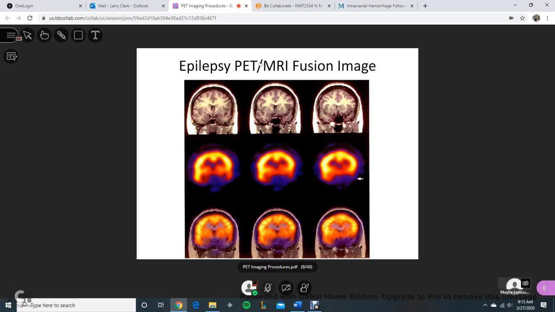Oh, let me zoom it. There we go. So is this one camera that's PET and MRI, or two separate? There's cameras now that are PET and MRI. When this actual picture came out, I think they just fused it, but there's actual PET MRI cameras now.